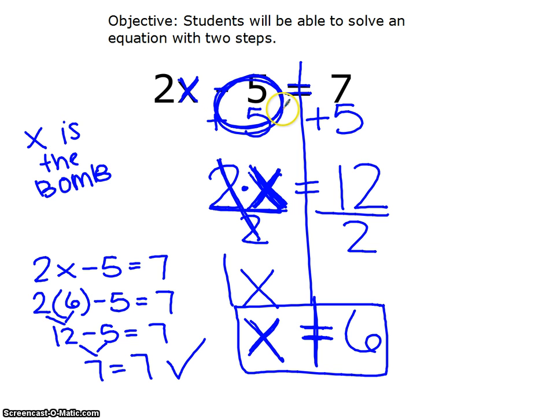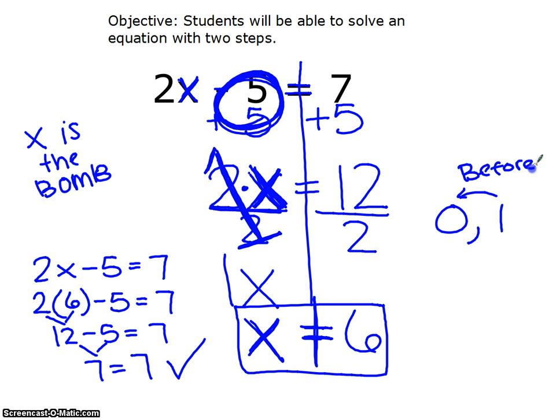So the reason that we moved the 5 over first was because of right here. Notice we get 0 here, and we get the number 1 here. This is a 1. 0 always comes before 1. So you always want to get 0 before you get 1 when you're solving your equation, because 0 always comes before 1 when you're saying numbers. Therefore, you always want to get 0 first. And 2 divided by 2 is 1. So get your 0 first.